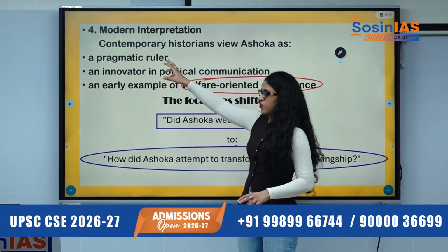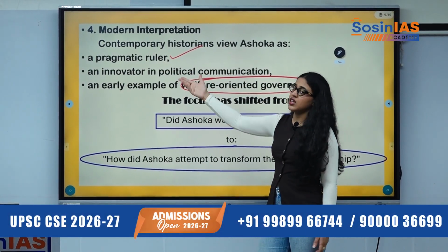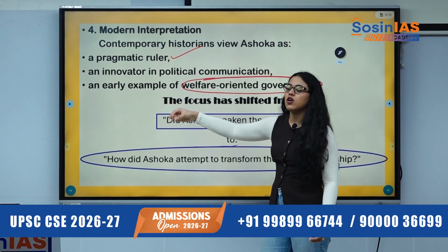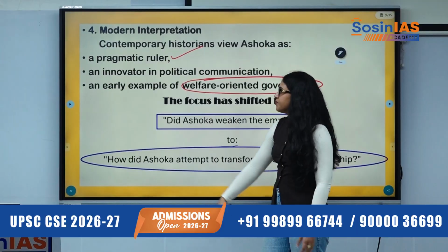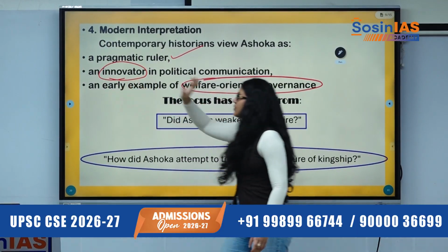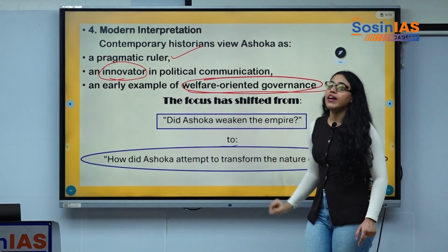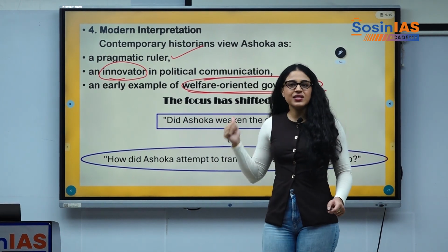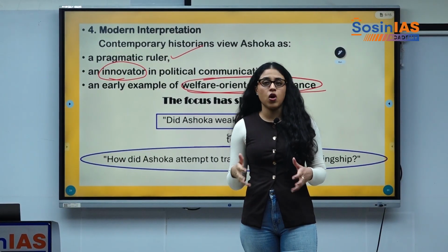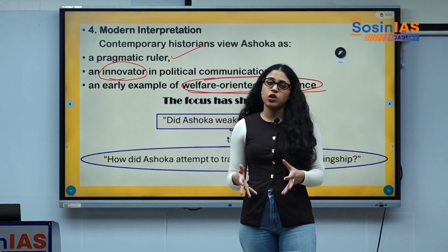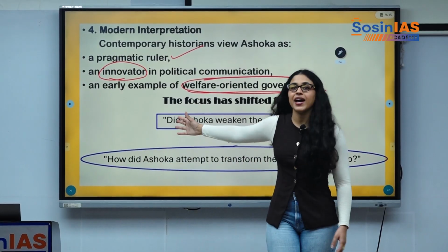Just write and be of the opinion that he was a practical ruler and he was the first innovator of such a philosophical decision to be brought into governance and administration. You have to highlight that. And then, of course, the earliest example of welfare-oriented governance. We see welfare-oriented governance, especially in the democratic states of the modern world, but Ashoka brought it thousands of years ago itself, and that has to be highlighted.